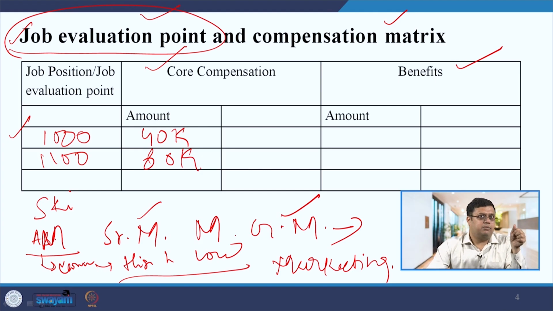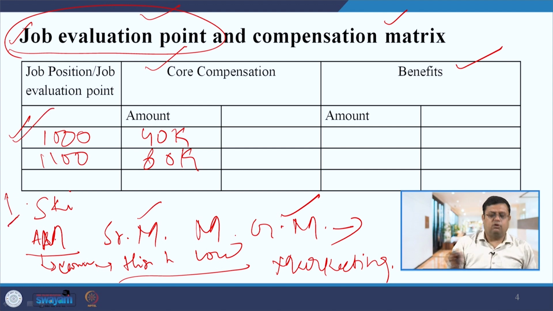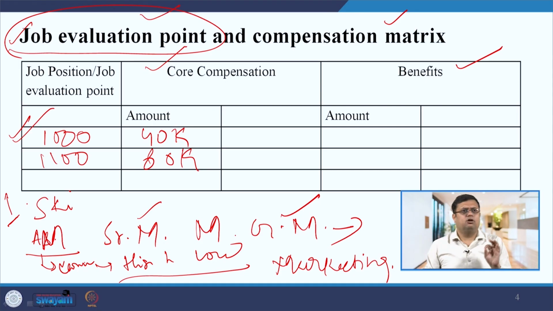Are you getting what I am trying to make you understand, right. If there are 1000 points, then for 1 point, how much salary does this organization pay for one job evaluation point? If your job is worth a certain number of points, then how much salary is there? The simple thing you can do is, if your job worth is 300 or 1100 points, multiply by that. So you will get the core salary component, and similarly you can decide the benefits, right.